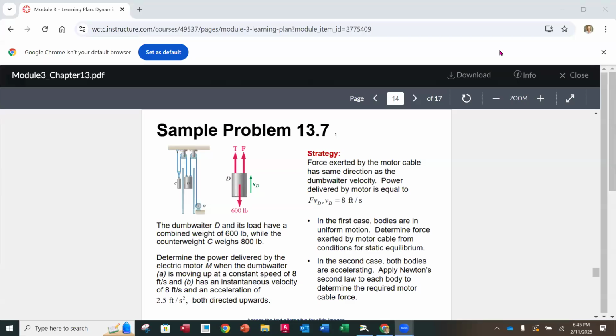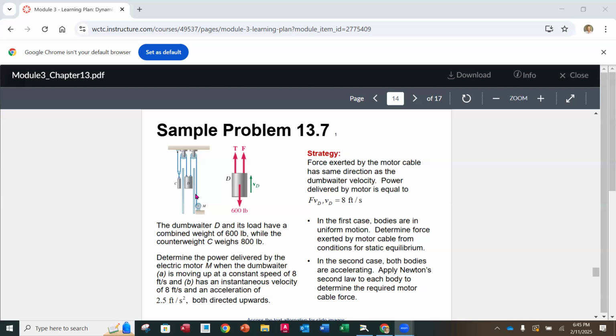And we're going to be looking now at sample problem 13.7. On the left-hand side here, we see a mechanism that's a series of pulleys, but it says we have a dumbwaiter, which is right here in the middle, and they're calling it D. It and its load have a combined weight of 600 pounds, while the counterweight C over on the left-hand side weighs 800 pounds. We want to determine the power delivered by the electric motor.